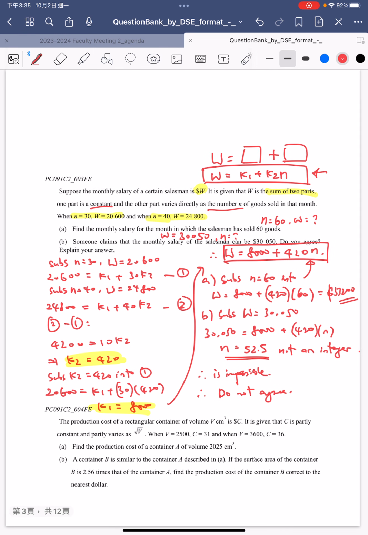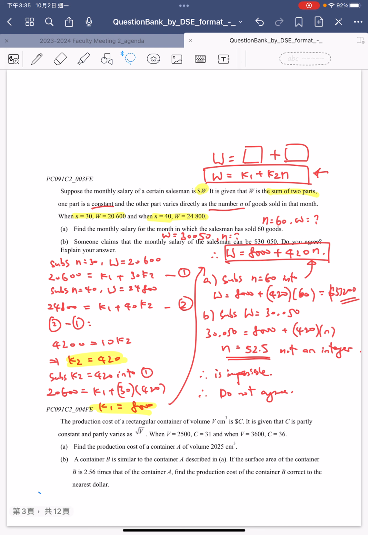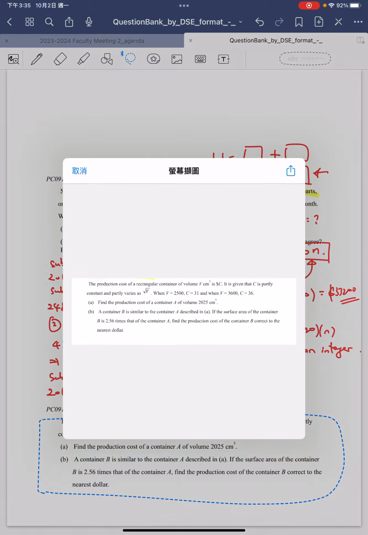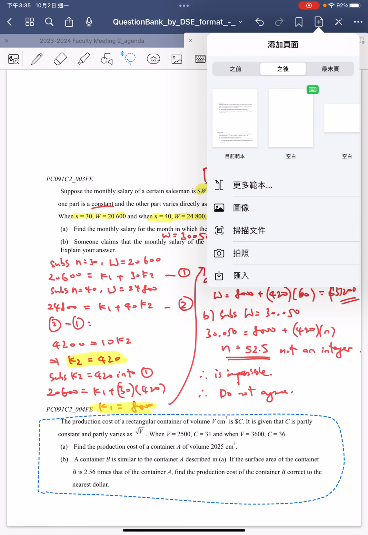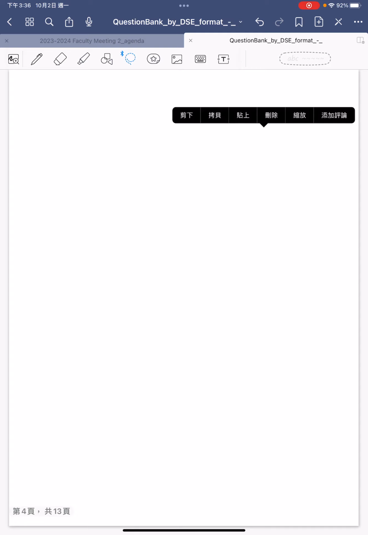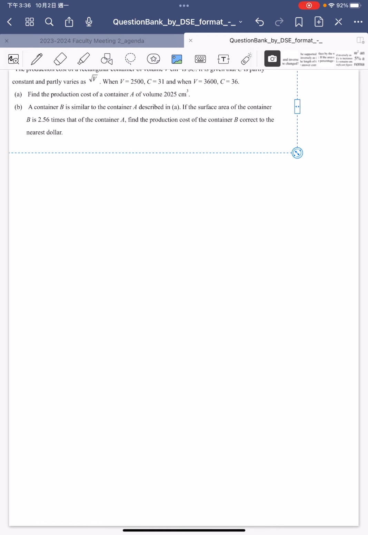Alright, so let's see the next question. Maybe we take the whole fourth question into the next page, because we don't have enough space. Now we have a whole page to do this question.